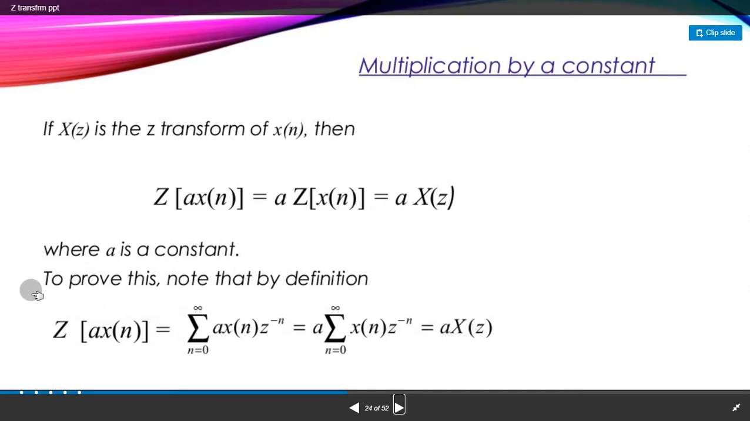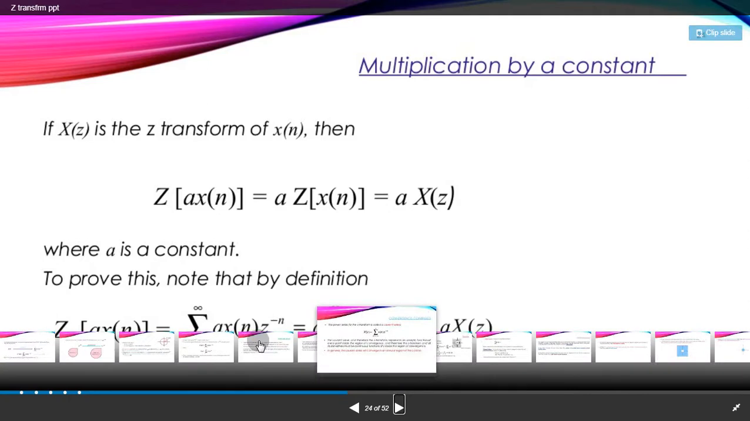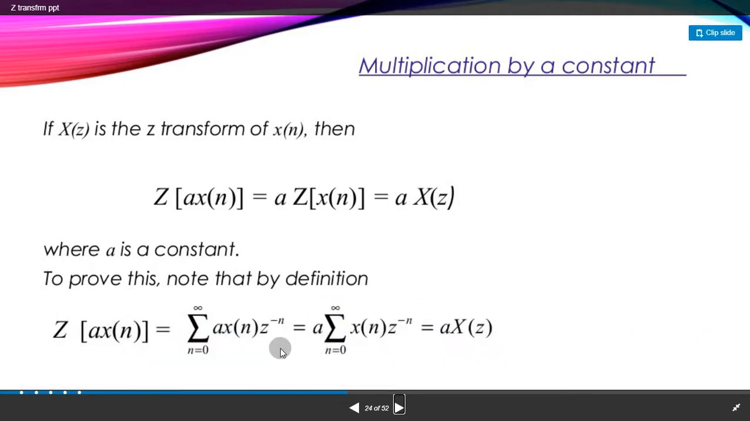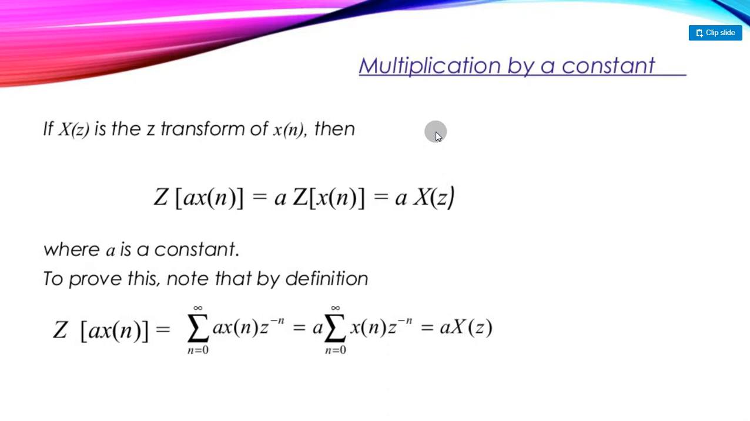Okay, so using the formula we can understand how it has been performed. From this we can conclude that the Z transform does maintain the linearity property. Okay, so let's go to the next slide.